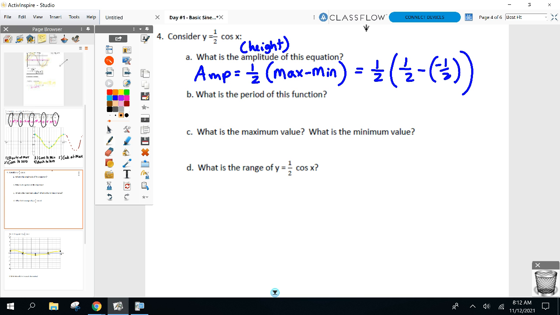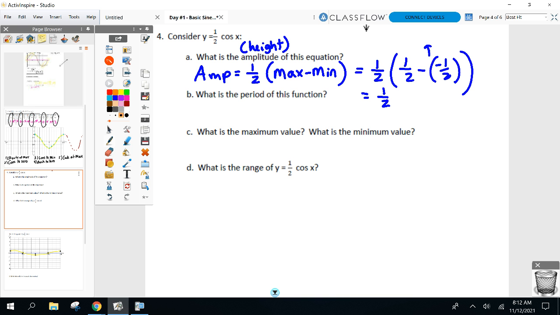Everyone see where they came from, max minus min. All right, go ahead. 1/2 minus a negative 1/2, and then 1/2 of it. I know it's a lot of 1/2s, but you get 1 in the parentheses. I still got to multiply it by 1/2. 1/2. The amplitude should be 1/2, right?